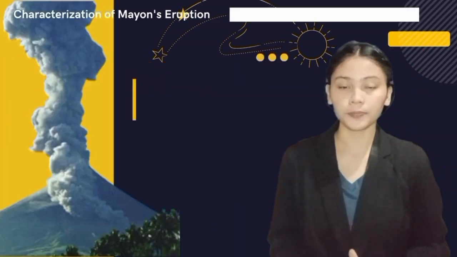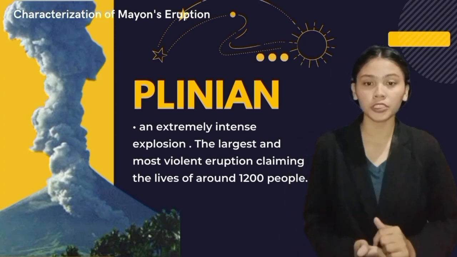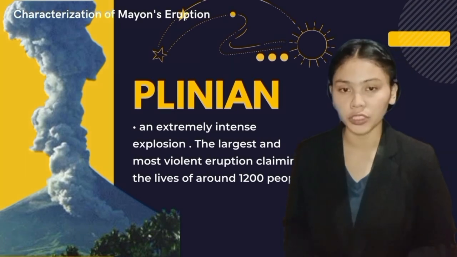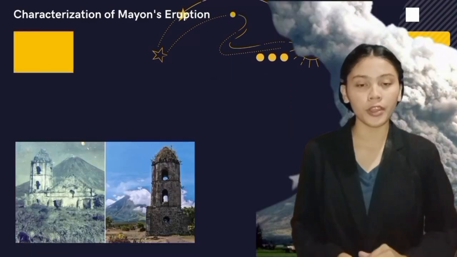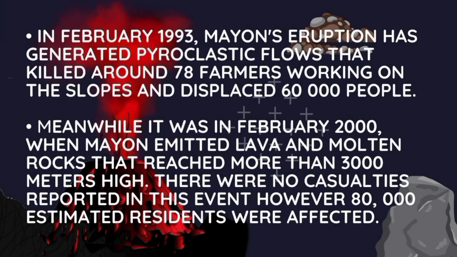And lastly, Plinian. Plinian is an extremely intense explosion, the largest and most violent eruption, claiming the lives of around 1,200 people. This was the eruption that buried the Cagsawa Church because of lava flows. In February 1993, Mayon's eruption generated pyroclastic flows that killed around 78 farmers working on the slopes and displaced 60,000 people. Meanwhile, it was in February 2000 when Mayon emitted lava and molten rocks that reached more than 3,000 meters high. There were no casualties reported in this event, however, 80,000 estimated residents were affected.